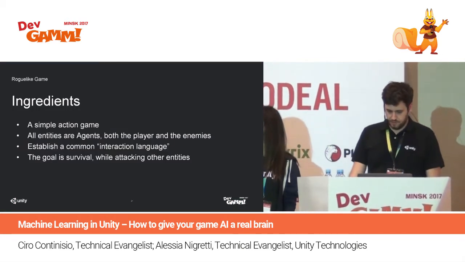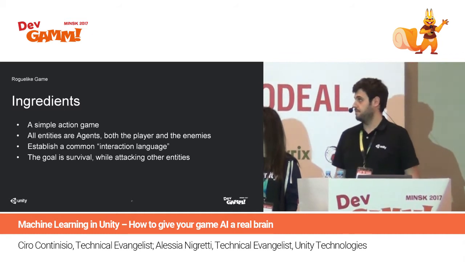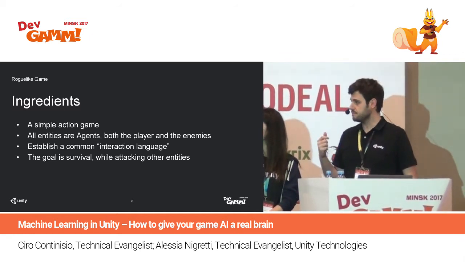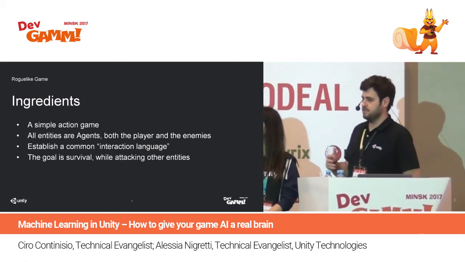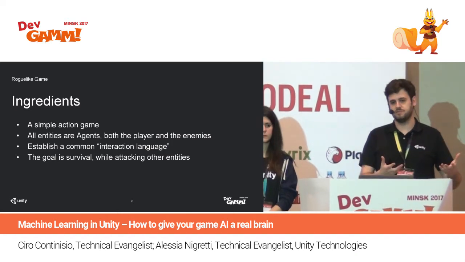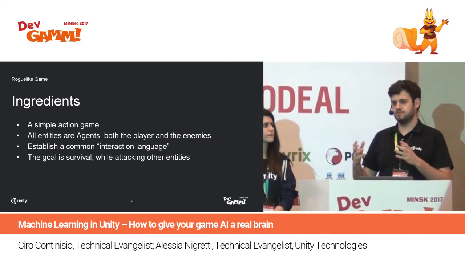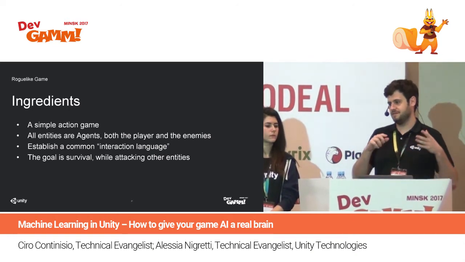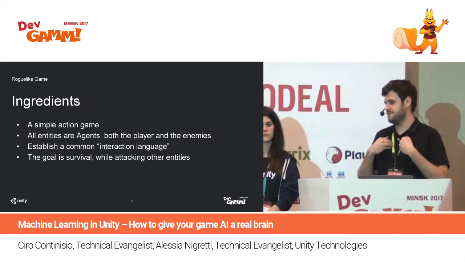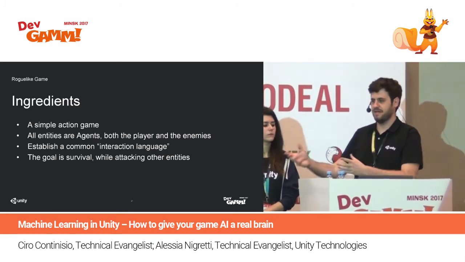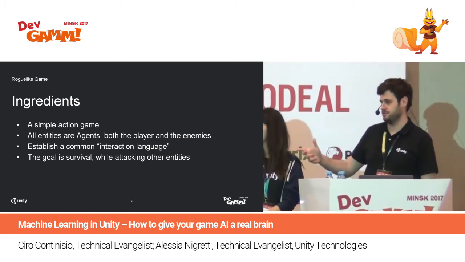And when we came up with this idea, we came up with a formula. The formula was to have a simple action game, and we wanted all the entities to be agents. For the player, we could have made a custom script, but we decided that we wanted the player to be an agent as well, which doesn't mean that the player is controlled by the machine learning. The player is controlled by me, but it follows the rules of the agents. So it speaks the same language, it has the same actions.